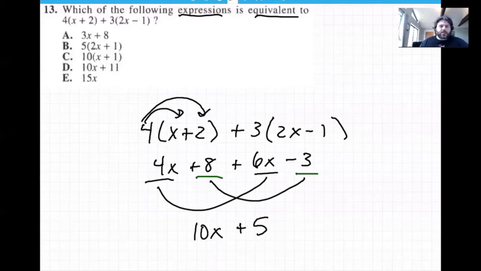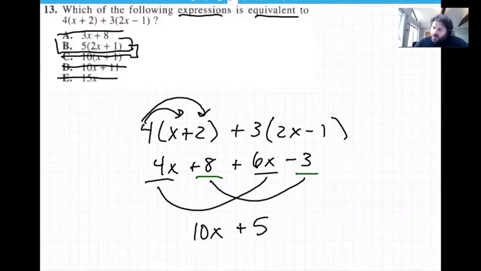And that looks like that's going to be our answer, except I don't see it. So again, they've done something a little different here. It's definitely not A, because A is 3x plus 8, and our answer is 10x plus 5. Definitely not E, because there's no number there. It's definitely not D. So it's one of the choices B and C. Now, if you look at B, if I distribute that 5 in, I get 10x plus 5, which is my answer. And if I distribute the 10 in answer choice C, I get 10x plus 10. So it's not C.